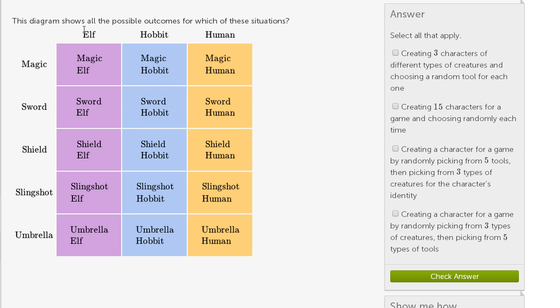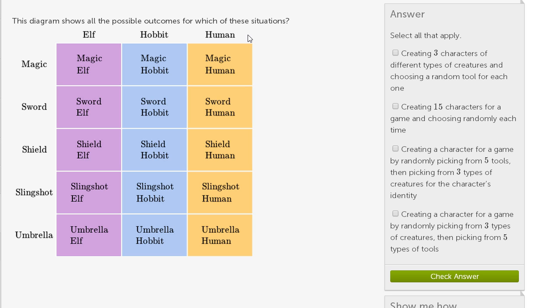This diagram shows all the possible outcomes for which of these situations. So let's just look at this first. They've labeled each column elf, hobbit, human, and then they've labeled each row magic, sword, shield, slingshot, and umbrella. And we have 15 possible outcomes, 5 times 3.